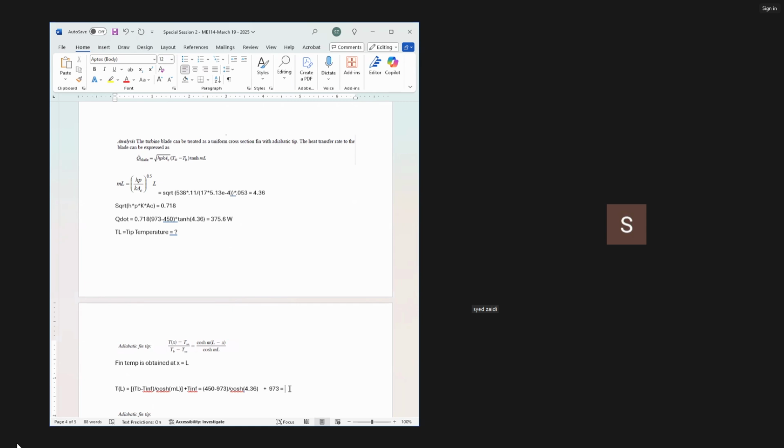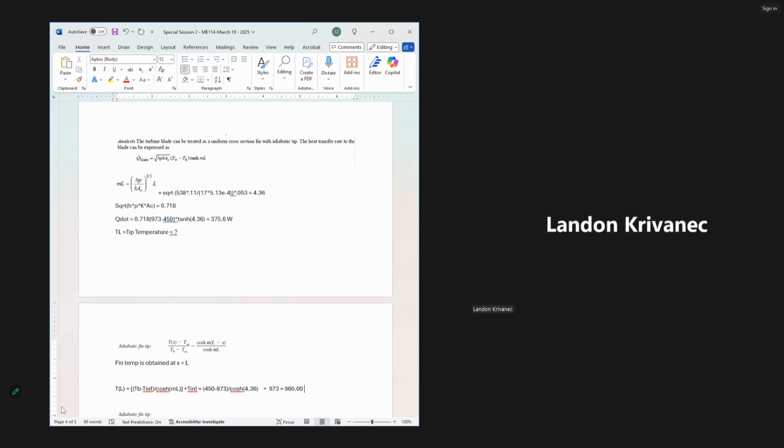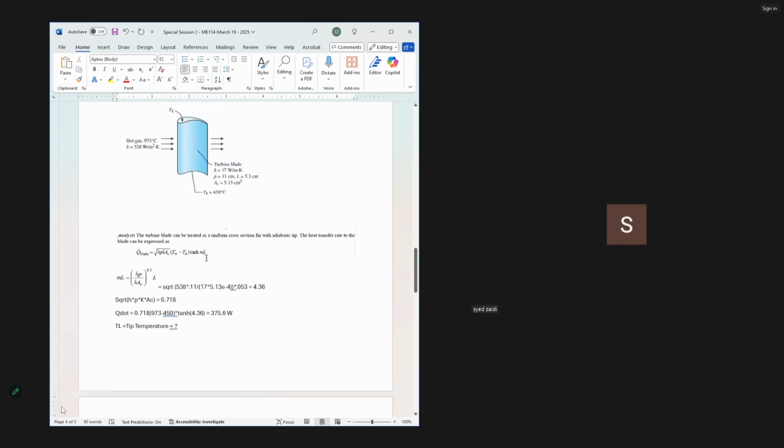It should be very small, actually. The first term should be a small value because it is divided by cosine hyperbolic, which is large. So what value do you get? I got 960. Yeah, okay. So this is basically your answer.